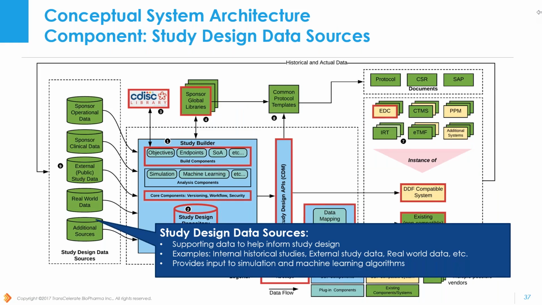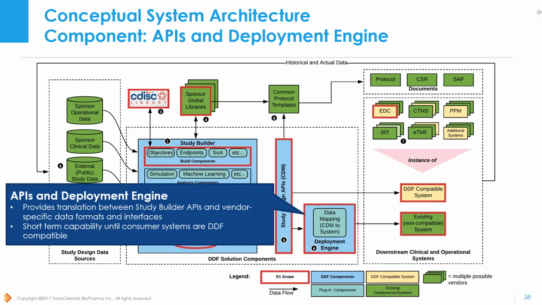The data sources on the left will provide data to support the clinical study design process. So these will be any external sources that are valuable when looking at ways to design a clinical study. Some examples of these would be internal historical studies for a particular pharma company, external study data that's publicly available, real world data. And these will all be data sets that will be valuable to support things like simulation and machine learning to be able to improve the efficiency and the accuracy of clinical studies. Next slide.